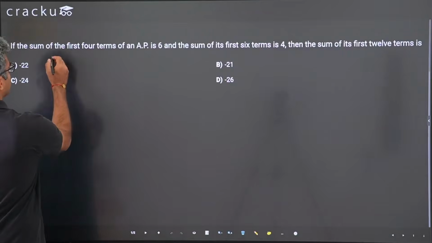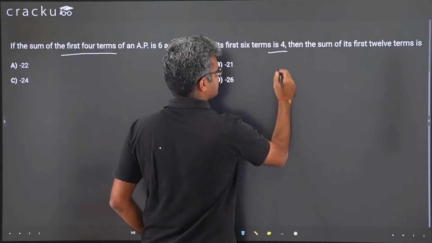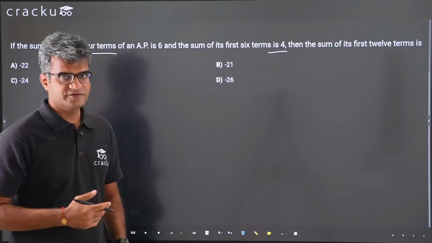In this question, we are told that the sum of the first 4 terms of an arithmetic progression is 6, and the sum of the first 6 terms is 4. We are asked to calculate the sum of the first 12 terms.